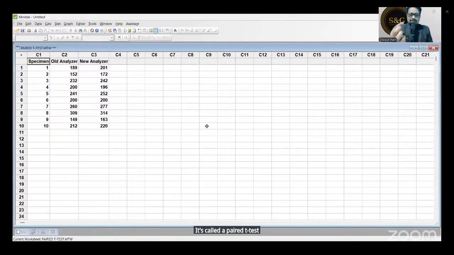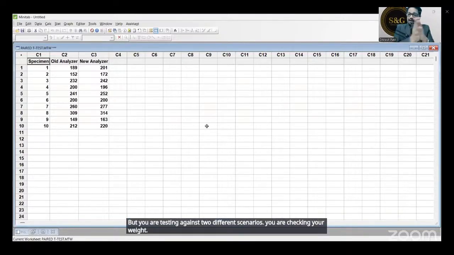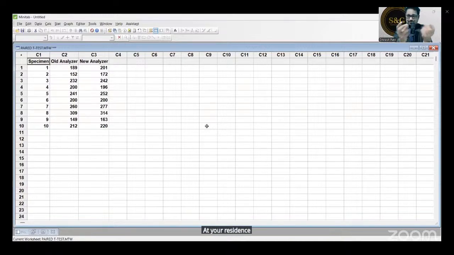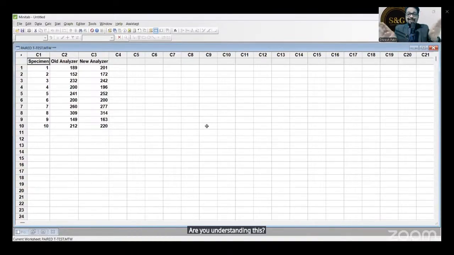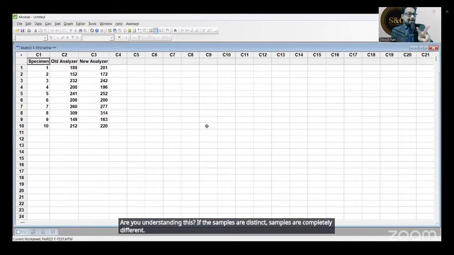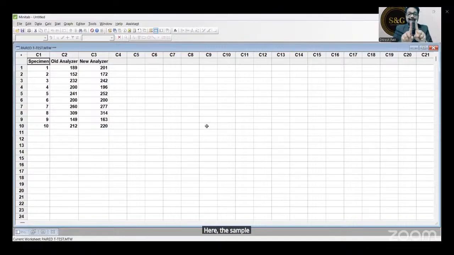For example, let's take a small blood sample and you are testing the sample in the old blood analyzer and the new blood analyzer. The sample is common, the sample is the same, but you are testing against two different scenarios. You are checking your weight at your residence or at your gym. You are a common weight sample, but you are testing the weight in two different scenarios. That is called a paired t-test. If the samples are distinct, completely different, then we use a two sample t-test. Here, the sample is common, tested against two different scenarios. Are you clear with this? Just type yes in the chat box.